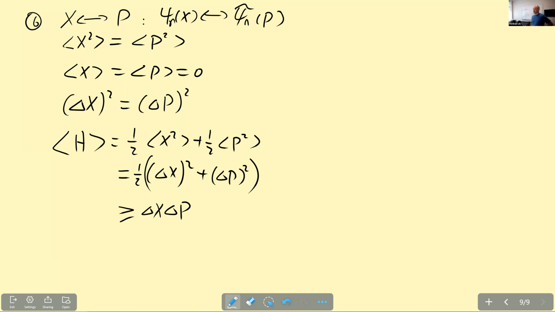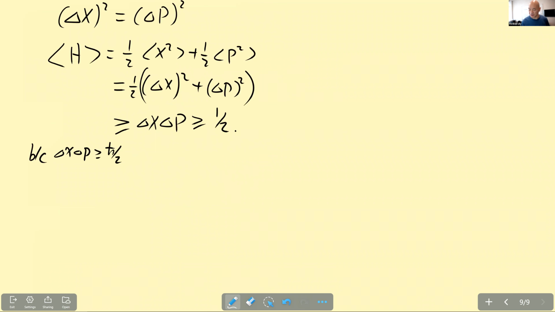Of course, by very simple mathematics, you know that delta x and delta p should be greater than h bar over 2, right? So because of this, we must have this one greater than or equal to 1 over 2. So what does this mean? That means the energy should be greater than or equal to h bar omega over 2. So the energy has a lower bound.